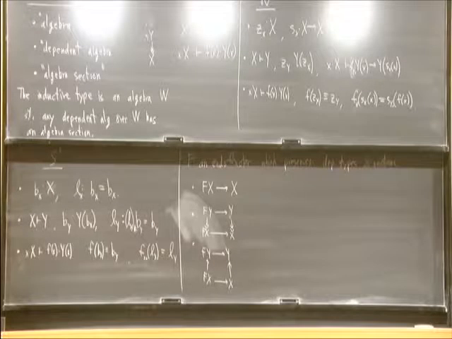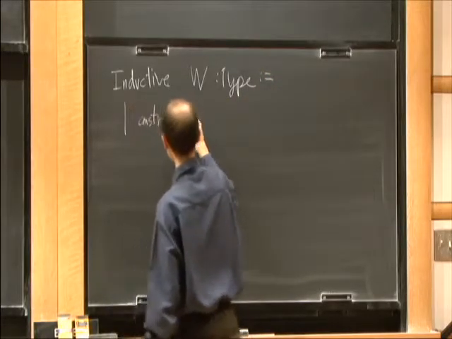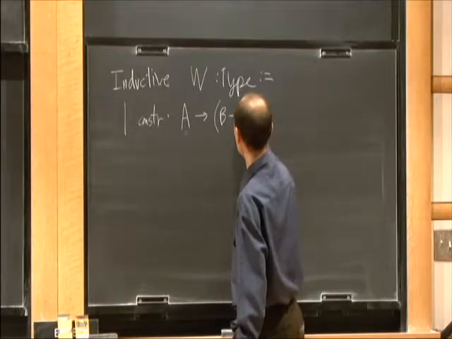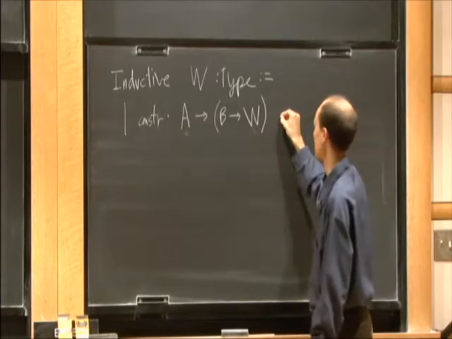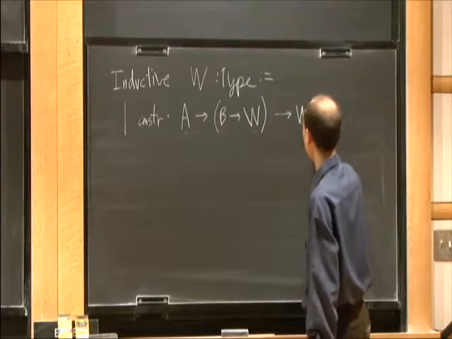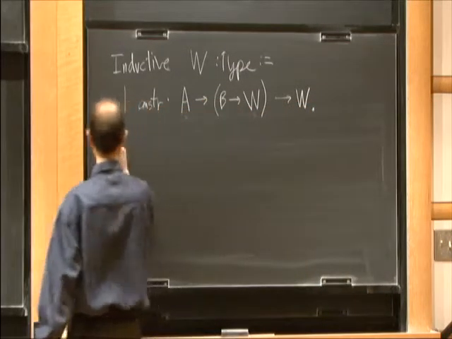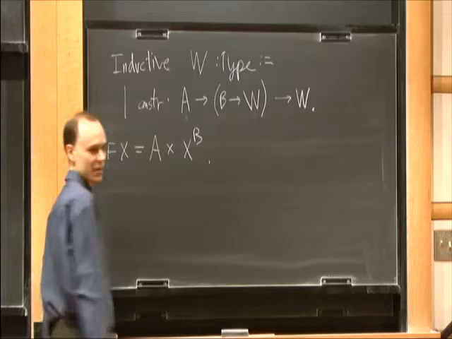So how do you get endofunctors like that? They come naturally from the kind of syntax that we put into defining inductive types. Let me just do a simple example of how you get an endofunctor like that. Suppose I have some inductive type which has maybe one constructor, which takes one constant argument A and one argument of a bunch of things in W parameterized by some other type B, and builds something in W.